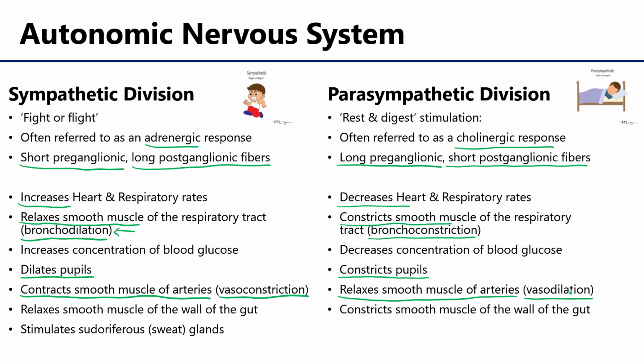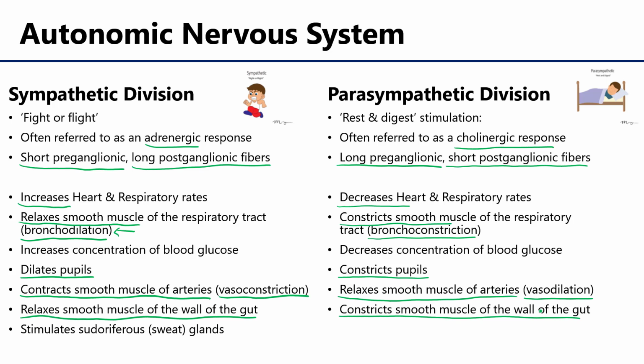Sympathetic division will relax the smooth muscle of the wall of the gut tube or the alimentary canal, whereas the parasympathetic stimulation will constrict the smooth muscle of the wall of the gut, causing movement of materials through the gut tube or the alimentary canal.